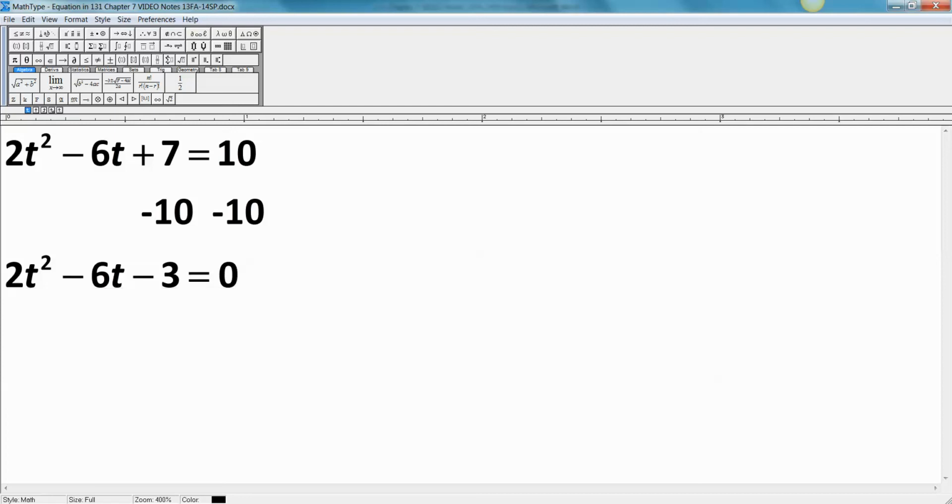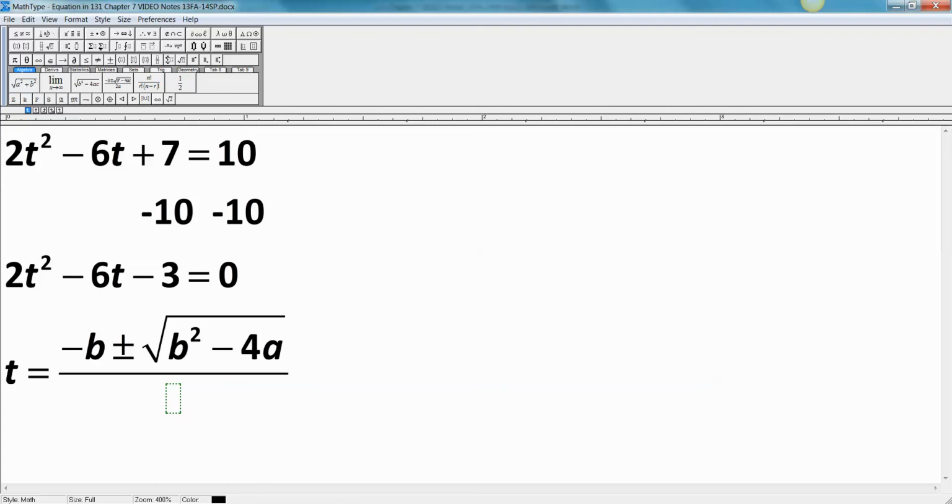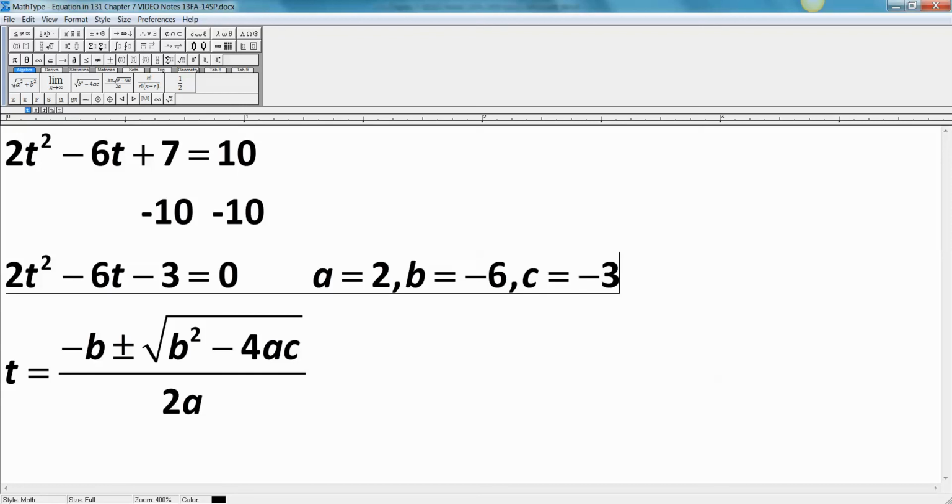Okay, well, I don't think it factors, but I'm not quite sure, and it would be kind of messy to figure out because a is not 1. I would not use completing the square or the square root method on this. I would use the quadratic formula. So t equals, let me remind you, negative b plus or minus the square root of b squared minus 4ac all over 2a. So let's look up here. a was 2, b was negative 6, c was negative 3.